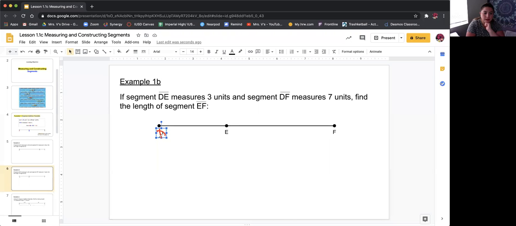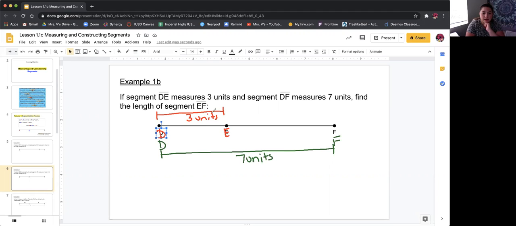Here is D, here is E. This segment here measures 3 units. Our next segment is DF. So here's D, here's F. Now this entire segment measures 7 units.